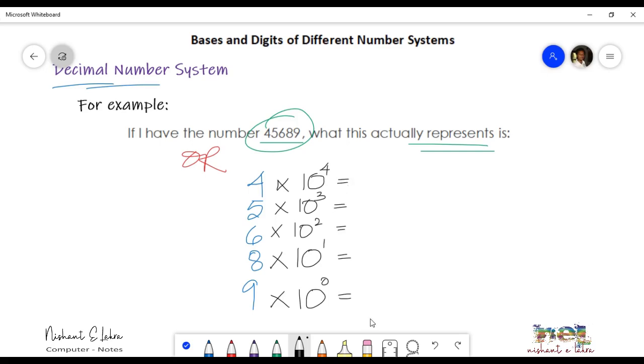Then 10 to the power 1 is the tens place value, 10 to the power 2 is the hundreds place, 10 to the power 3 is 1000, and 10 to the power 4 is 10,000. Okay, I will just write it for you so that you will remember it. 10 to the power naught is equal to 1. Any number with a naught power will be equal to 1. Alright, so 9 into 1 will be 9. 8 into 10, because 10 to the power 1 is 10. 8 into 10 is 80.